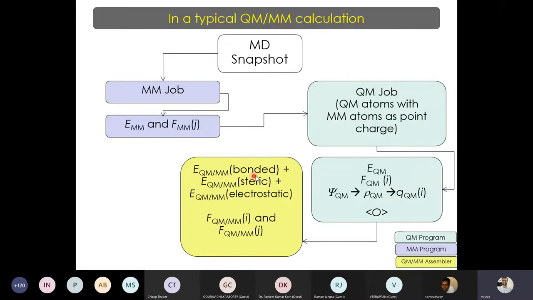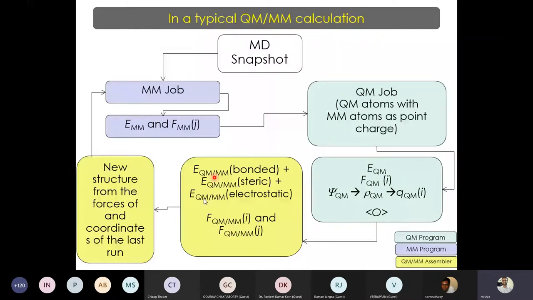For these calculations, you need a third set of programs. Let's call it a QM-MM assembler, which can interact with the QM program and with your MM program. So a third program is sometimes needed. We'll come to that part a little later, but this is a new task that you have to do. You have to get additional forces from the QM-MM.